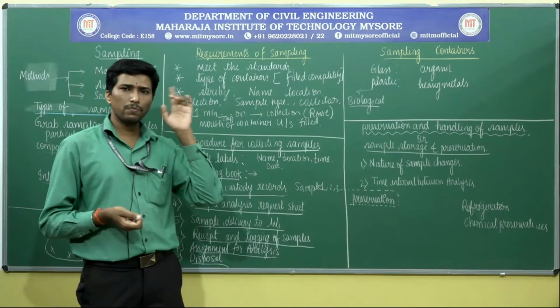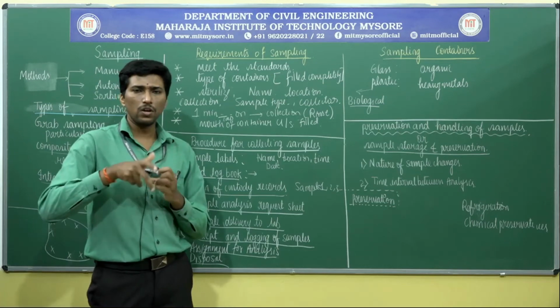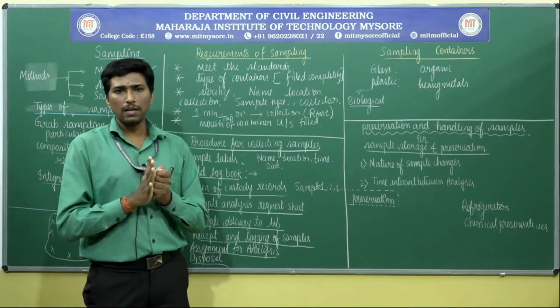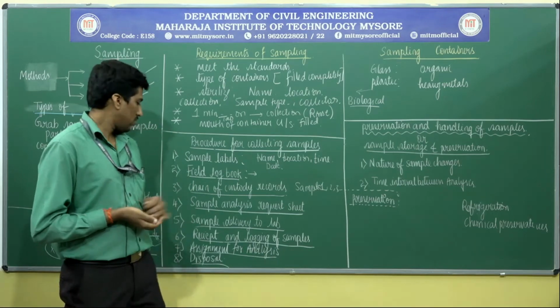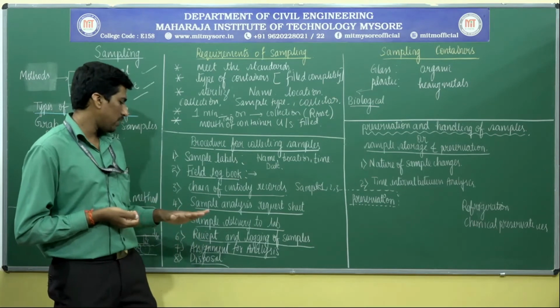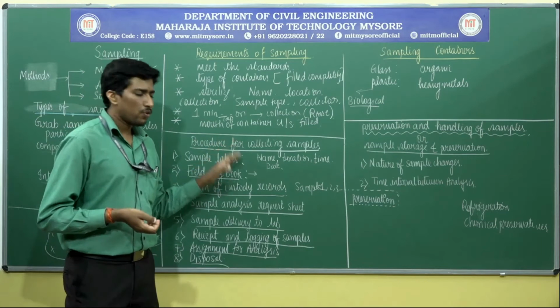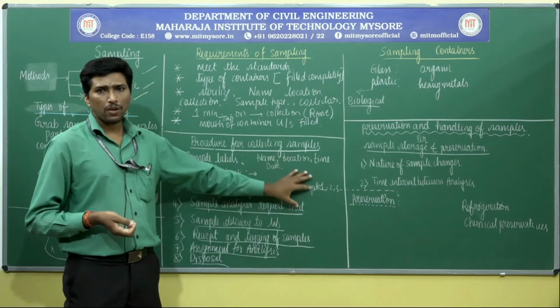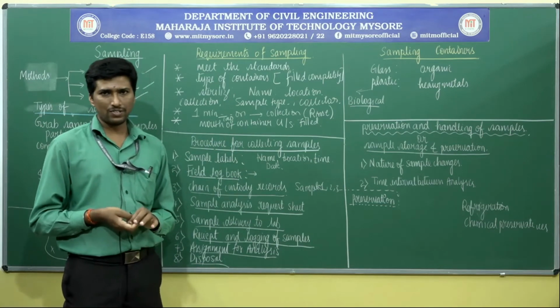Next, the consciousness of a person also plays a very important role, because immediately after the sampling he needs to seal it off and immediately place a tag or a label on it. Next, receipt and logging of the samples in the laboratory has to be done. Then assignment for analysis and disposal. Similarly, you people need to go through this part of the procedures for sample collection.